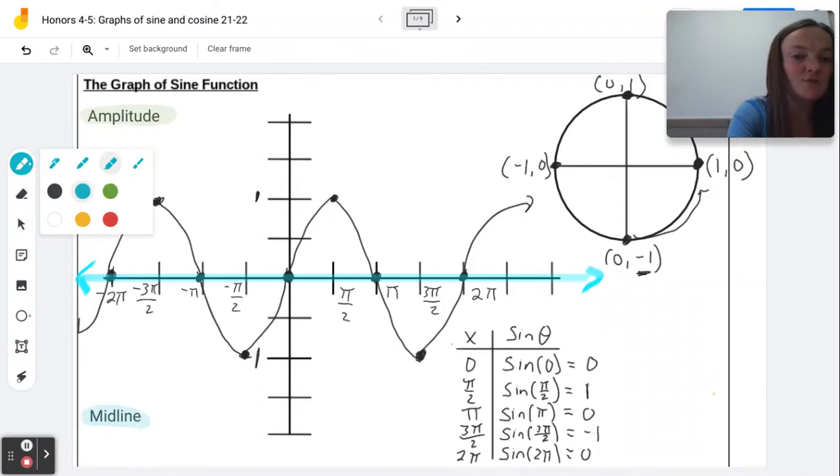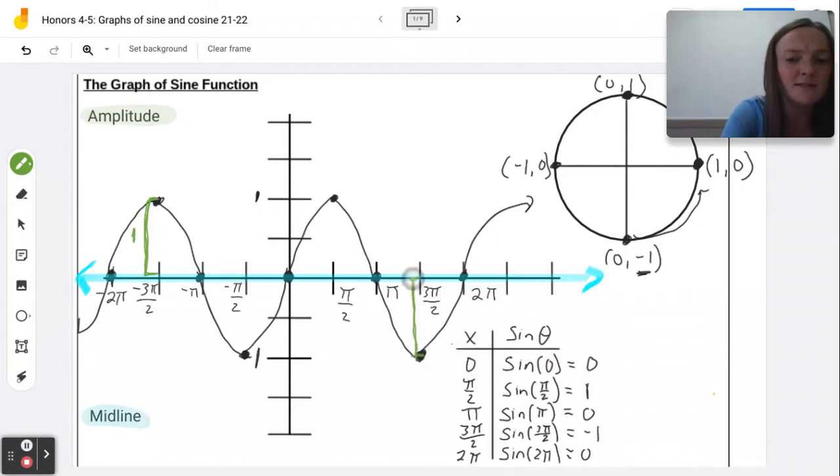So the amplitude is basically the distance from the midline to a max or min. For example, the distance from the midline to this max is 1. But we can also see over here the distance from the midline to this max is also 1. And so the amplitude is always the same no matter where you go on the sine graph. We can see it's the same here, and it's the same here, and it's the same here.